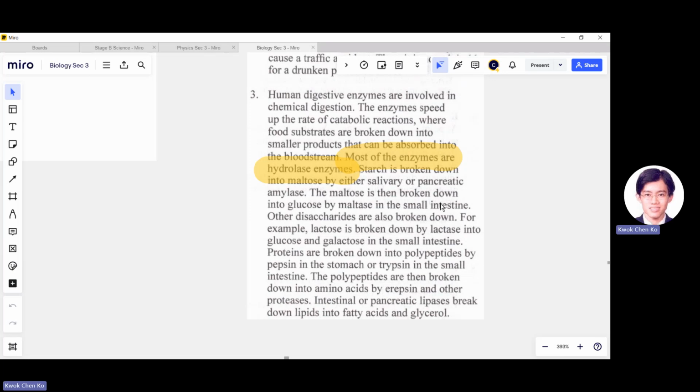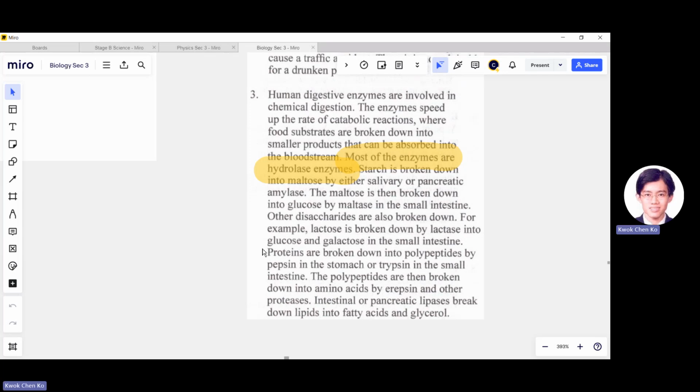Your mix enzymes. Is that examples for the enzymes or is it? No, this is just a general statement. Oh, this is an example. Starch is broken down into maltose. Then they give you a second example. Maltose is broken down into glucose by maltase.